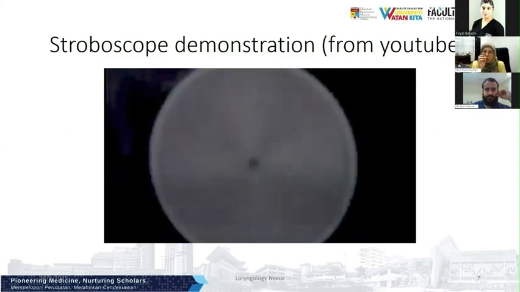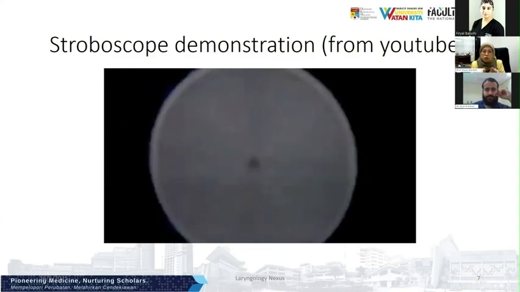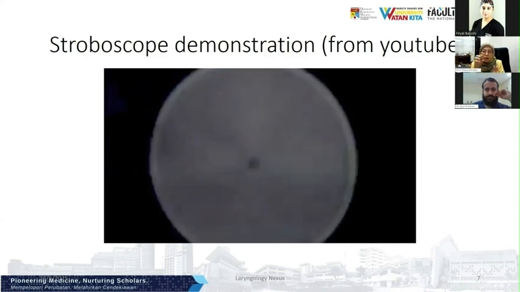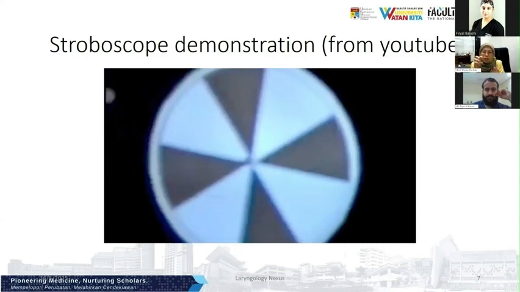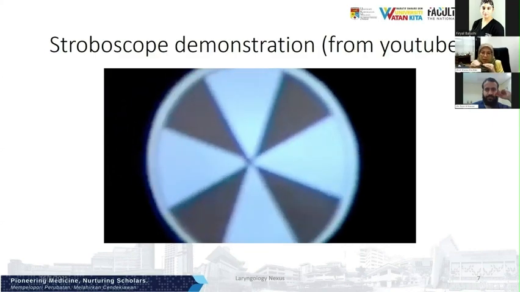So if this stroboscope light is transmitted to the phonating vocal fold, which is vibrating, and the frequency of the stroboscope light matches the frequency of the voice, the vibration appears in slow motion.